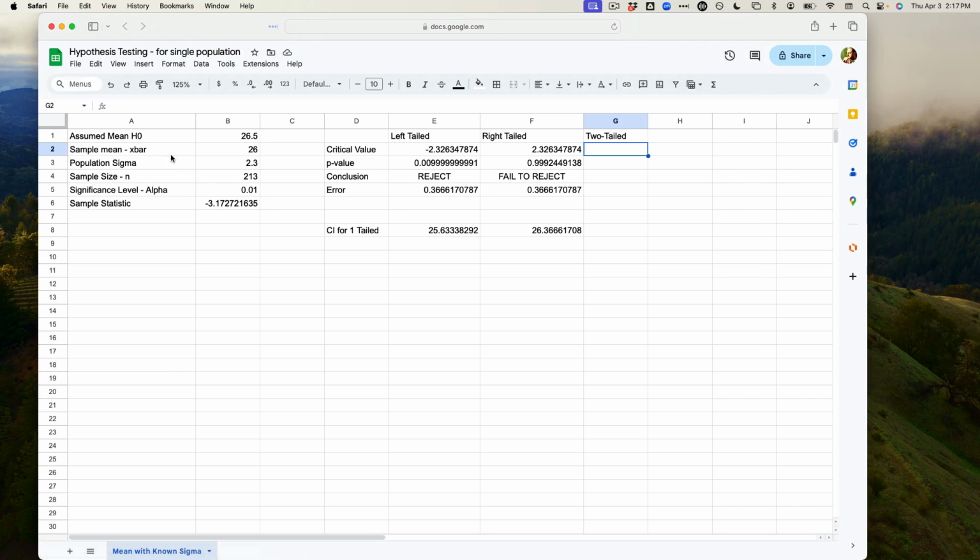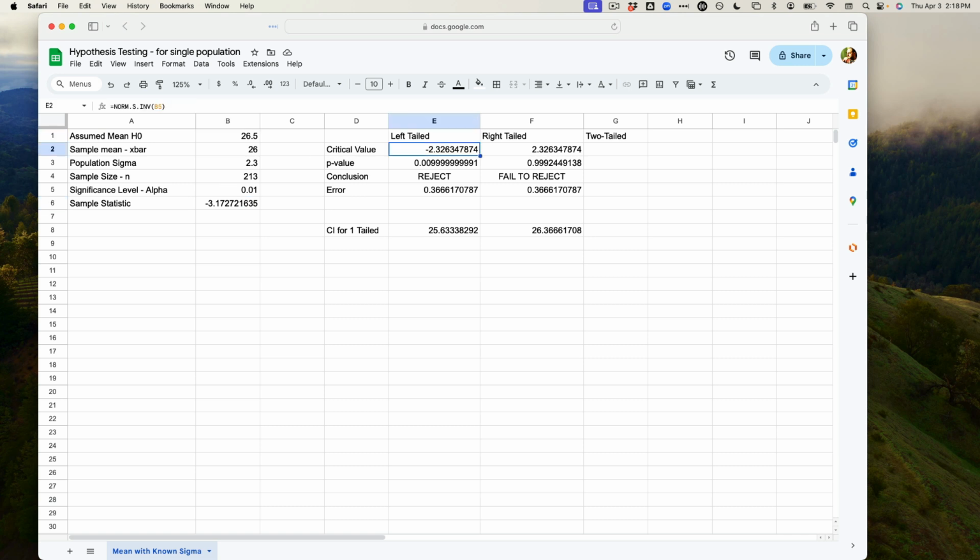So if you remember when we built this spreadsheet, this was the input that's given to us, the assumed mean of the population, that's our null hypothesis, the sample mean, which is x bar, the population sigma, which is known, because here we're doing hypothesis tests on means with a known sigma. Sample size is also given, significance level alpha. This is a calculated value. So all of these are inputs here, and everything else is calculated, so you can lock these cells in Google Sheets so you don't mess with them. This is simply x bar minus mu over sigma by square root of n, okay?